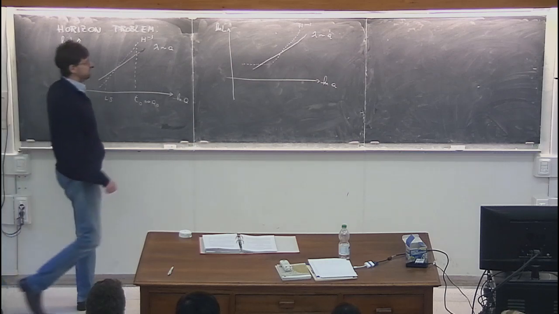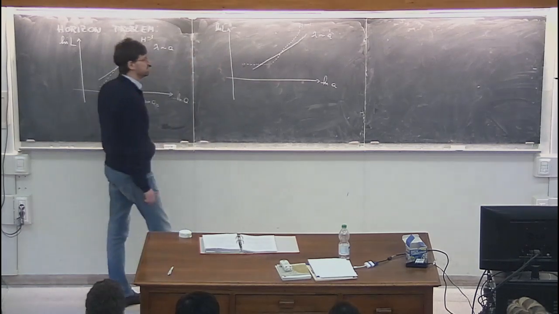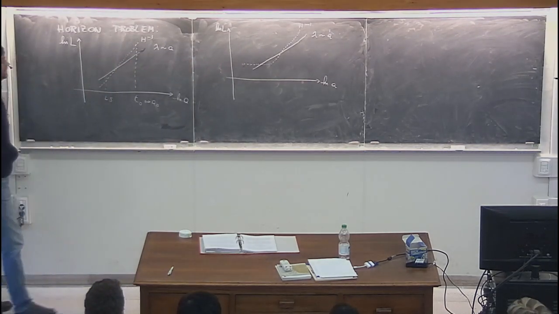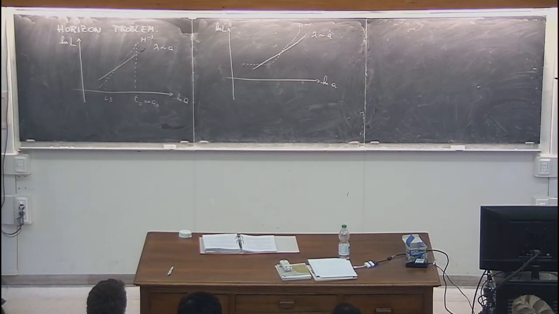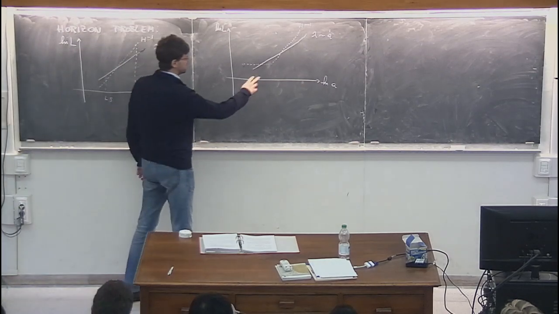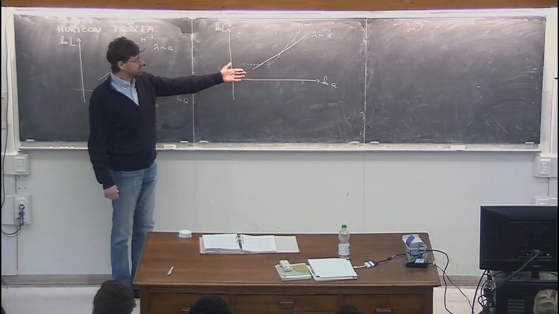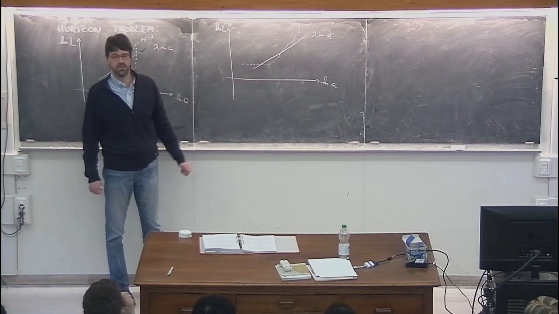Here I drew this behavior like a kind of constant, not by accident, because inflation, as we will see, does exactly this. Inflation is a period where the Hubble radius is in fact constant as a function of time. So you see the solution of the horizon problem is in this figure.